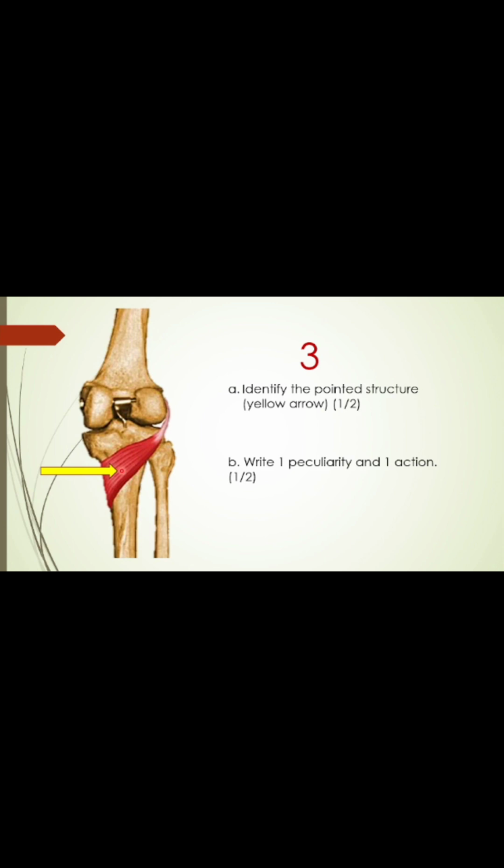Now what is its peculiarity? You can see here the origin is tendinous and the insertion is fleshy. So the tendinous origin and fleshy insertion, and also the tendon is within the capsule. So the tendon is intracapsular, or you can say the origin is intracapsular. So these are some of the peculiarities, and this intracapsular tendon is seen between the fibular collateral ligament and the lateral meniscus. Now what is the action of the popliteus muscle?